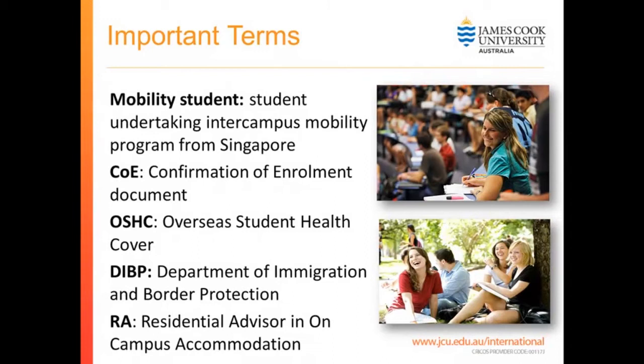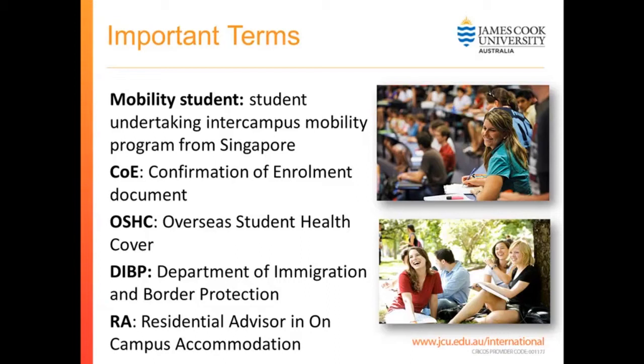A mobility student is someone undertaking our inter-campus mobility program from Singapore. A COE refers to your confirmation of enrolment document, which you've been sent by our International Admissions Department. This is a document that you can use to apply for your student visa.